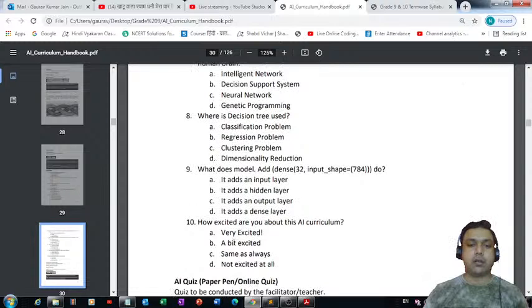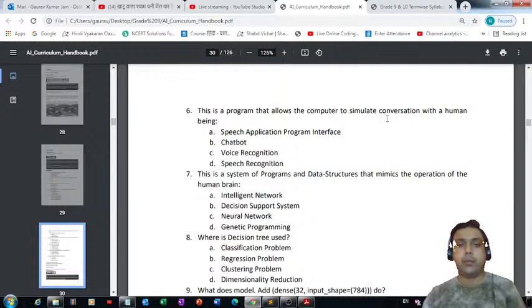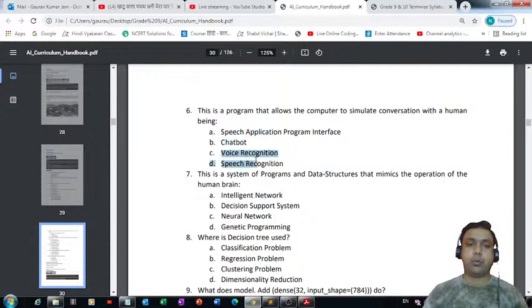Then let's try this one. This question number 6. This is a program that allows the computer to simulate conversation with a human being. So speech application, program interface, no. Chatbot, voice recognition, speech recognition. So here, simulate conversation. So it's a type of conversation. Okay, so I think it should be chatbot, right?